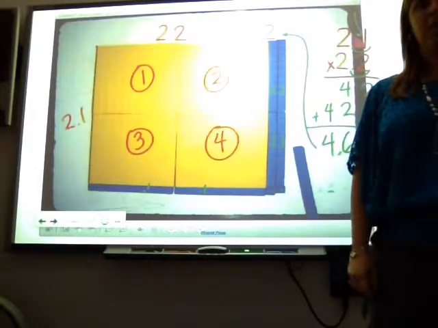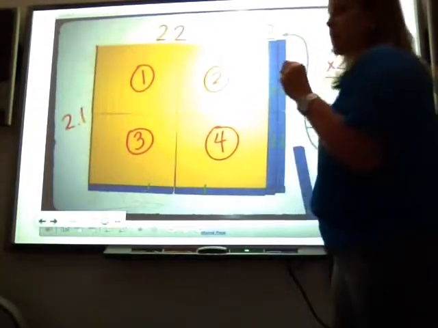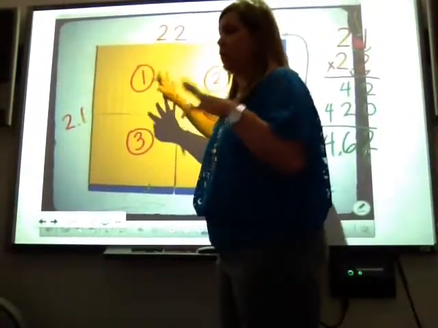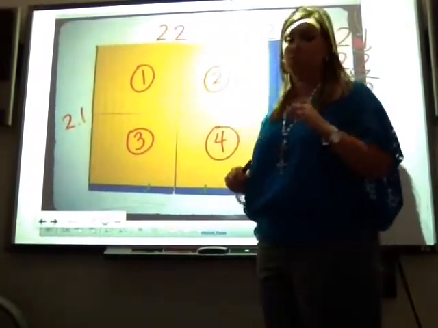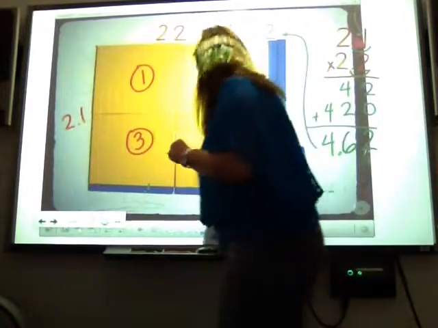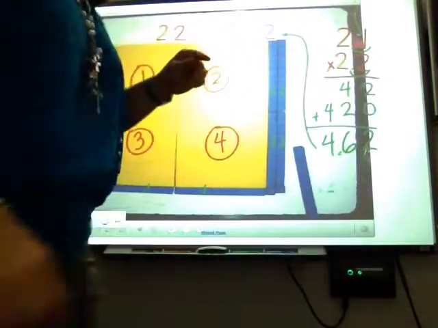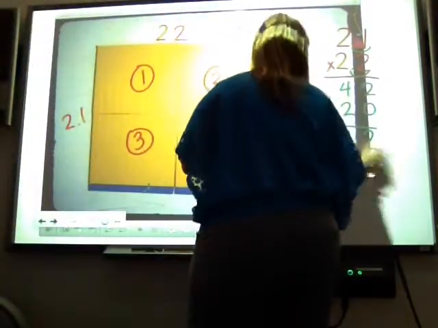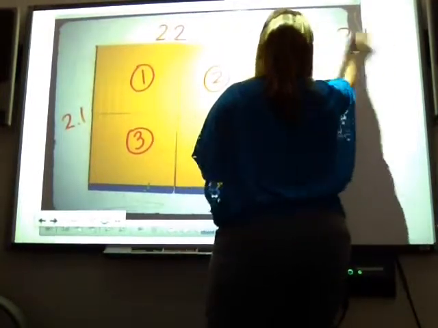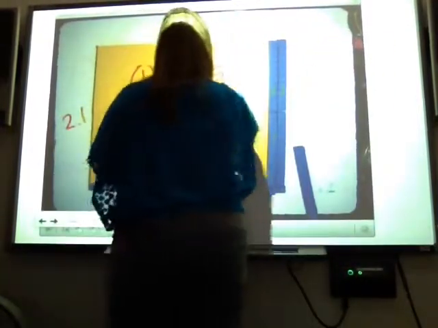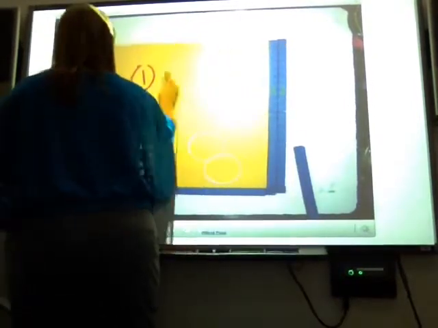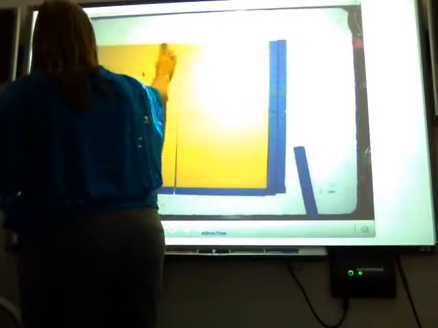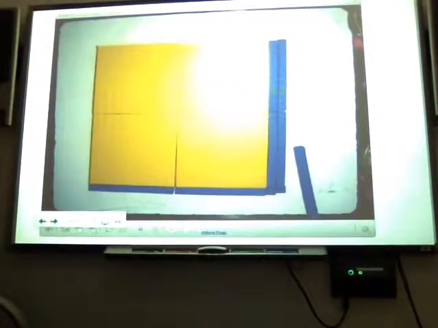Okay? So again, I'm multiplying using an area model. Why is this area? Because it's covering the whole shape of a rectangle. Okay? All right. Go ahead and clear your board or clear your desktop. We're going to make another one.